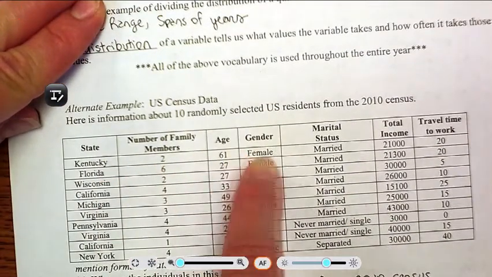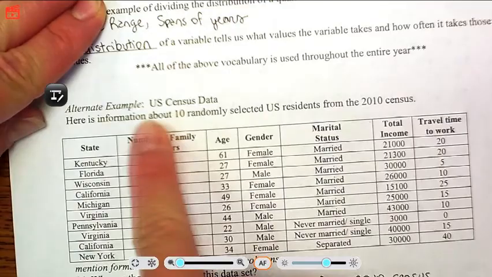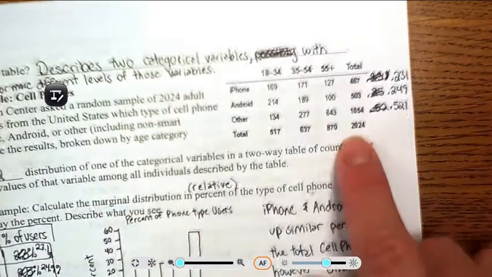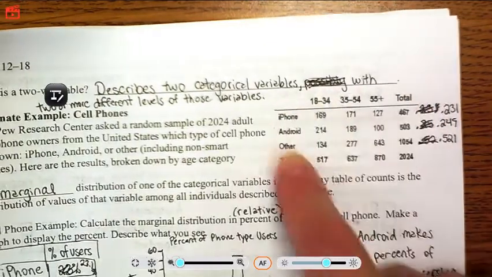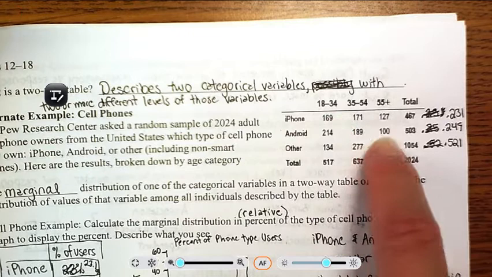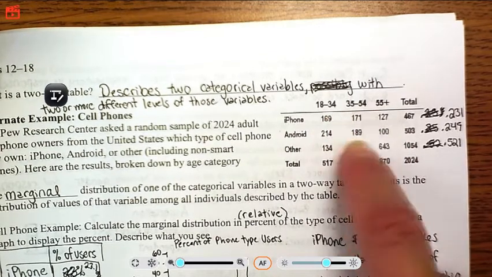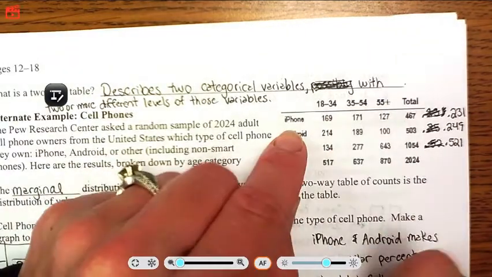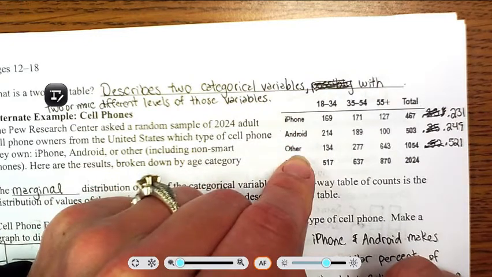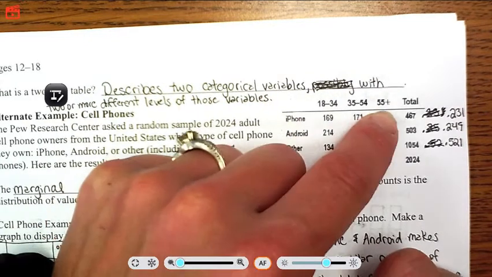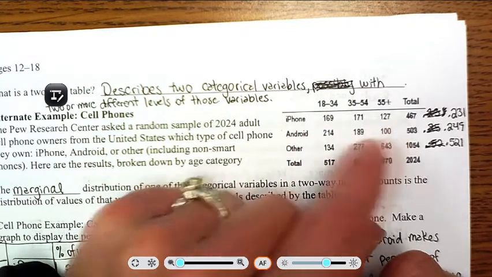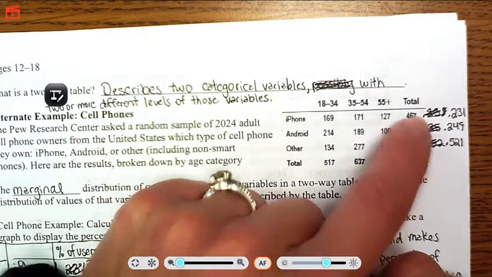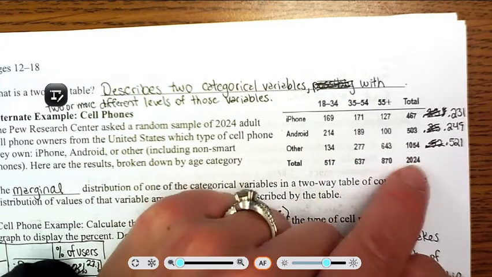A single person's data. Well, now I take huge amounts of data and I take 2,024 people and I include them somewhere inside of this table, somewhere in these 9 squares. Do they have an iPhone, an Android, or other? And what age are they? Okay, so then I have these totals over here and these totals down here and this total.